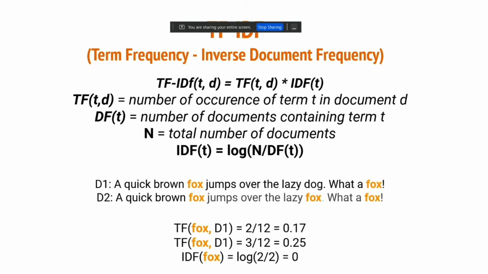If we multiply TF and IDF, we can get how important a particular term is in a document corpus. Let us understand this with a simple example.